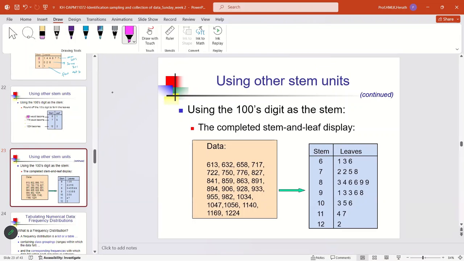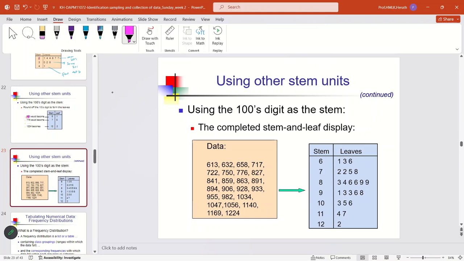613 is depicted in the stem and leaf diagram as 610. 632 is given here as 630. 658 is given here as 660. Right? So this is how it is depicted here.